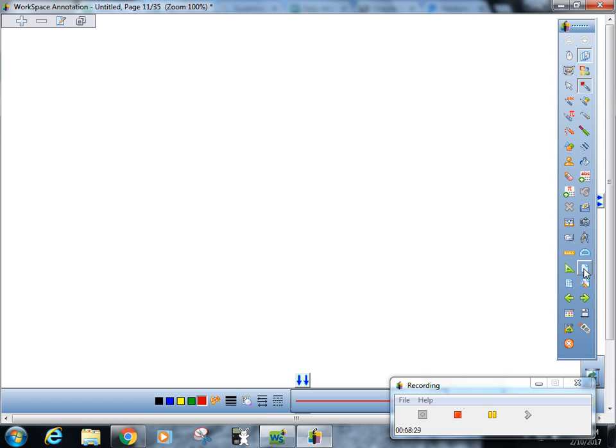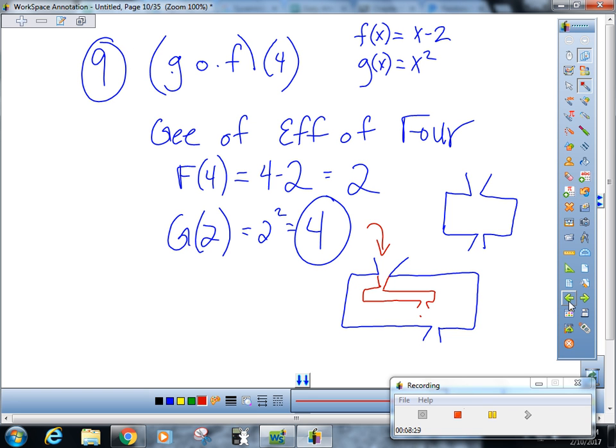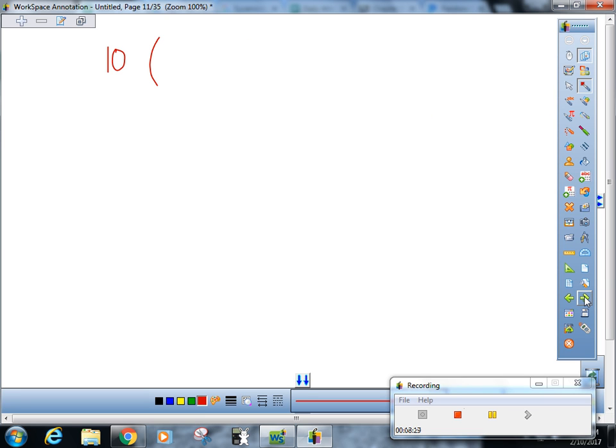Let's do number 10. That's how you do it. Okay? The answer to number 9, what was the answer? It was 4. It's just a number. Okay? So number 10, this says F of G of negative 1. So what do we do first?